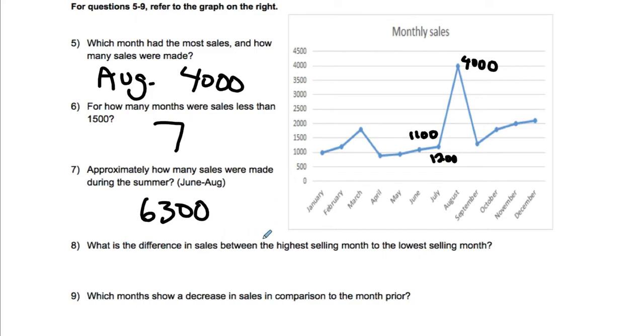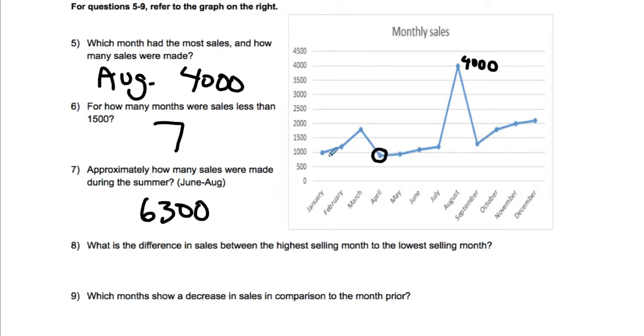All right, the difference in sales between the highest selling month to the lowest selling month. Okay, well, my highest selling month was right here, for sure. I'm going to leave that. I'm going to erase these guys. My lowest selling month, it looks like, is right here in April. I think that is the lowest.